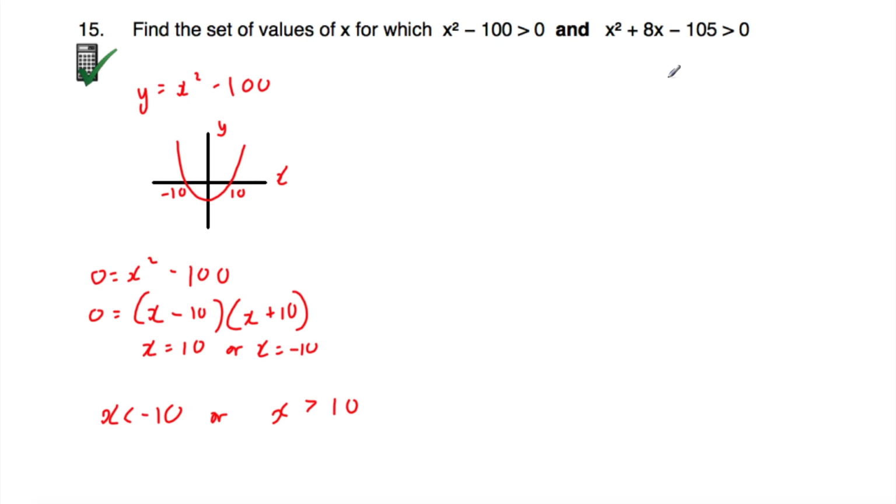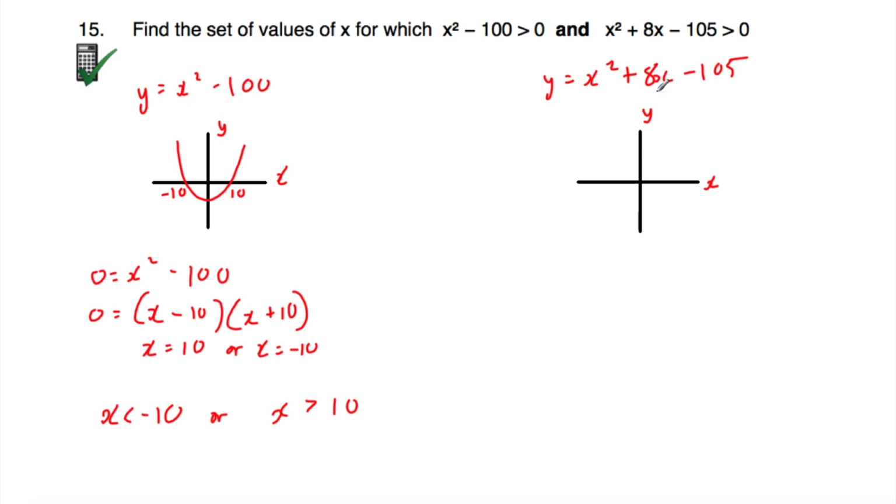Okay, let's look at the other quadratic. So we've got x squared plus 8x minus 105 is bigger than 0. So let's let y equal x squared plus 8x minus 105. And let's sketch our quadratic and find where it's bigger than 0, so where it's above the x-axis. So let's sketch the quadratic. So here's the x-axis and here's the y-axis, and let's label them x and y.